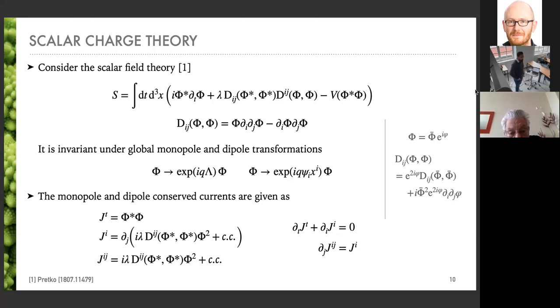Okay, and you can take this and go back and do the Noether procedure. You will find all the currents, and they will satisfy the Ward identity that I just told you. In particular, the flux will be given by the divergence of a symmetric two-form.